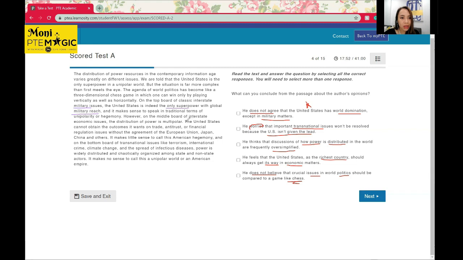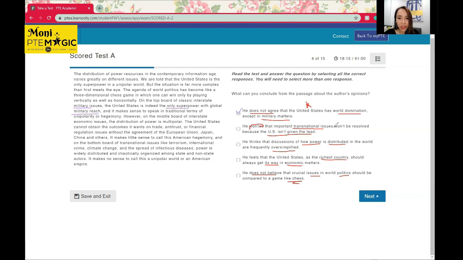Okay, the United States cannot obtain the outcome it wants on trade, antitrust, or financial regulation issues without the agreement of the European Union, Japan, China, and others. So basically the United States has a lot of power in military, but not in other aspects. So this one is correct.